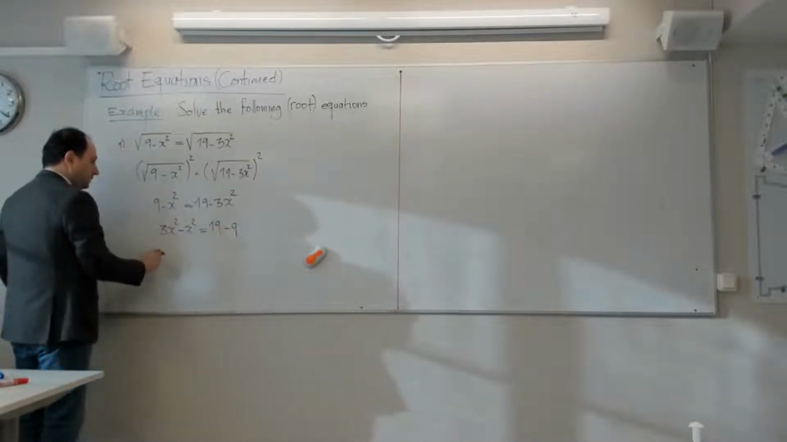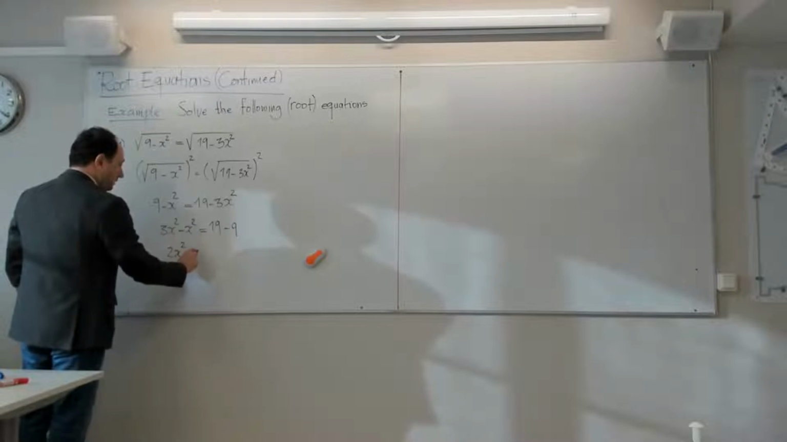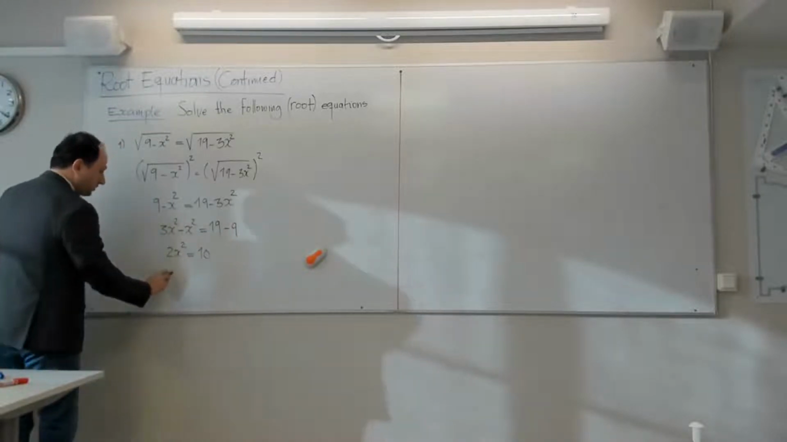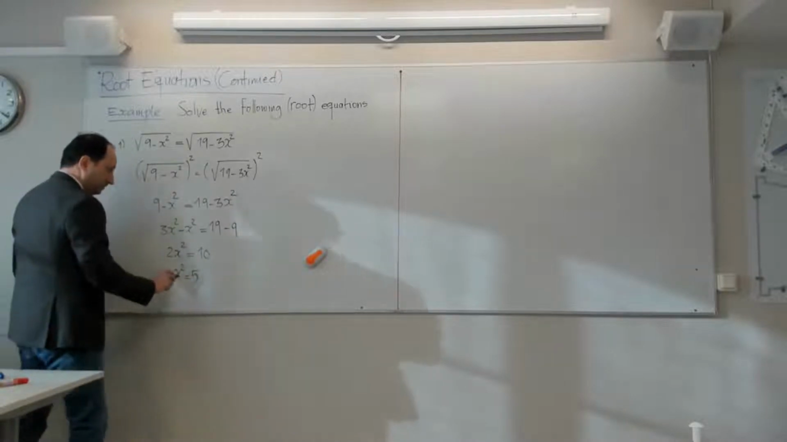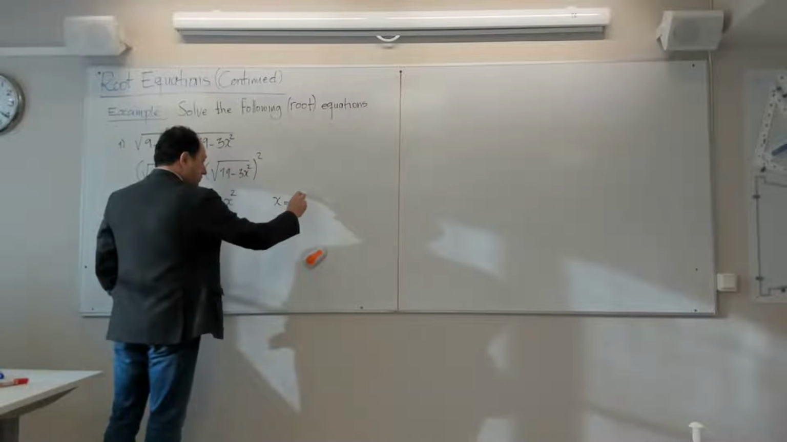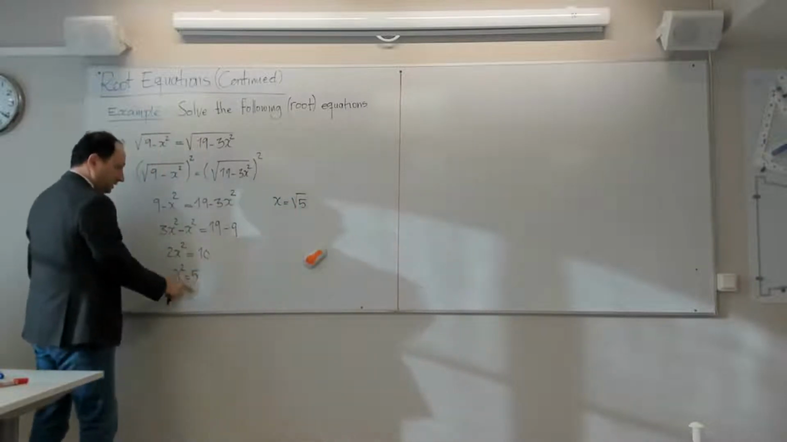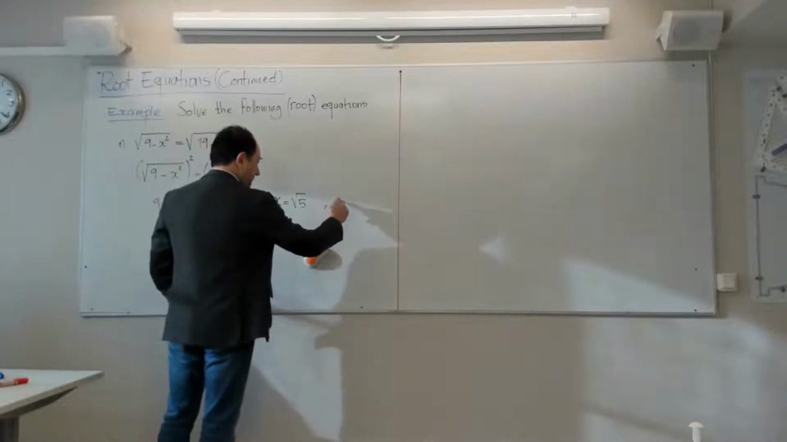And then what happens here is that I have 2x squared. On the right-hand side, I will have 10. And then you know how to solve it. I divide by 2, it becomes 5. And then x becomes square root of 5, one possibility. The other possibility is negative square root of 5, yes?